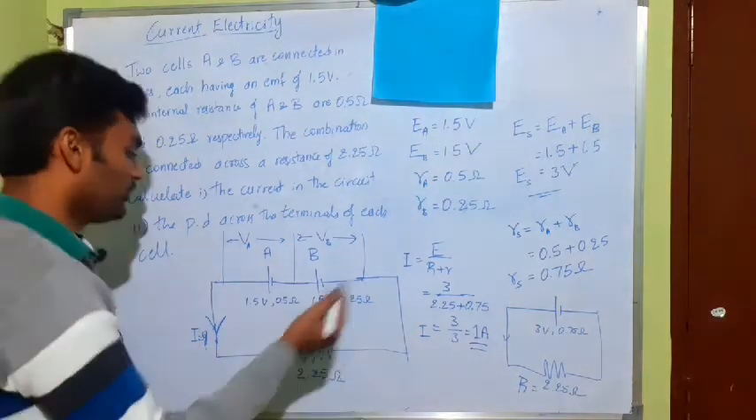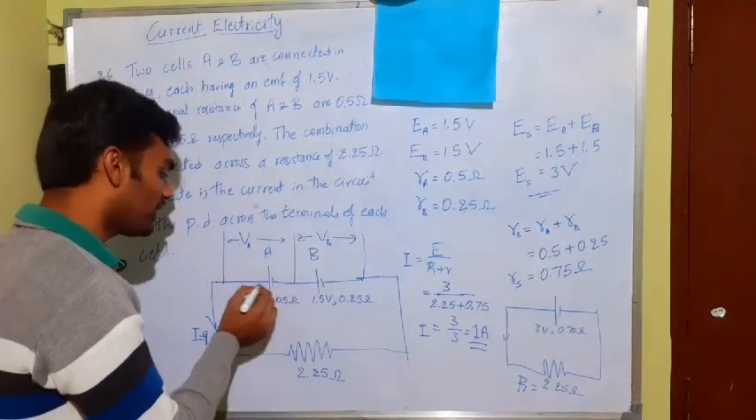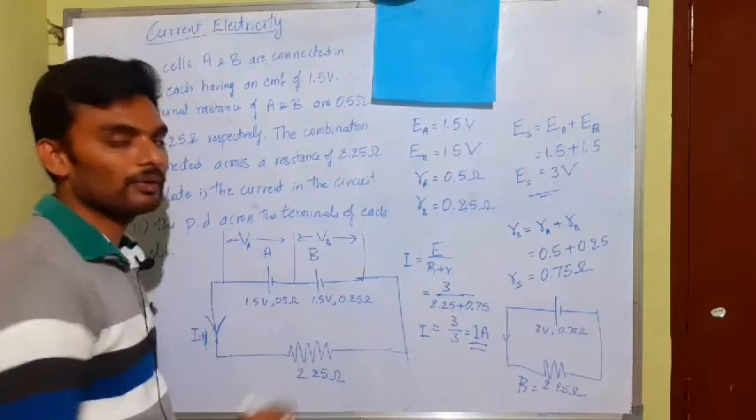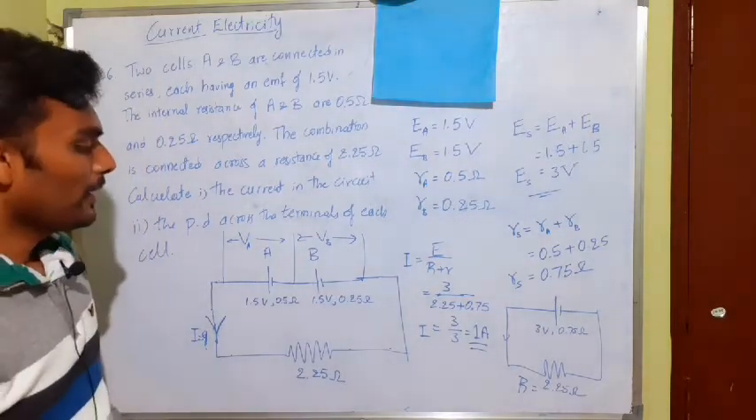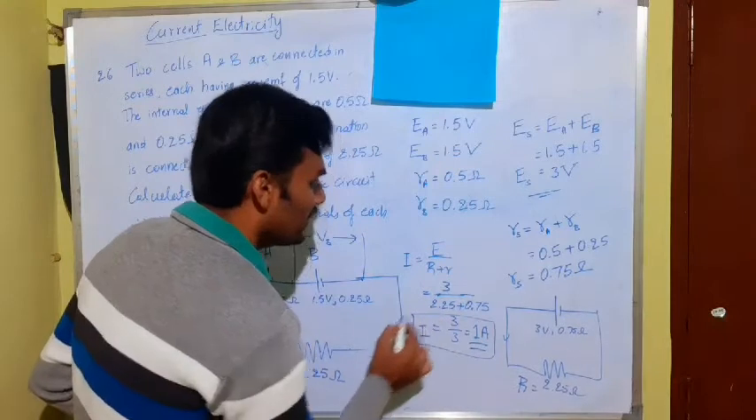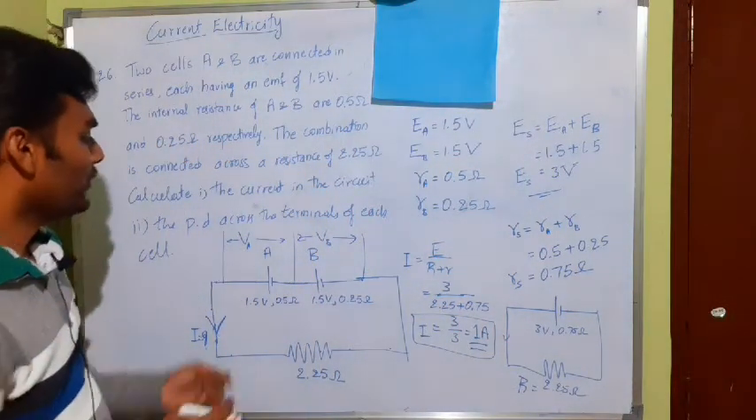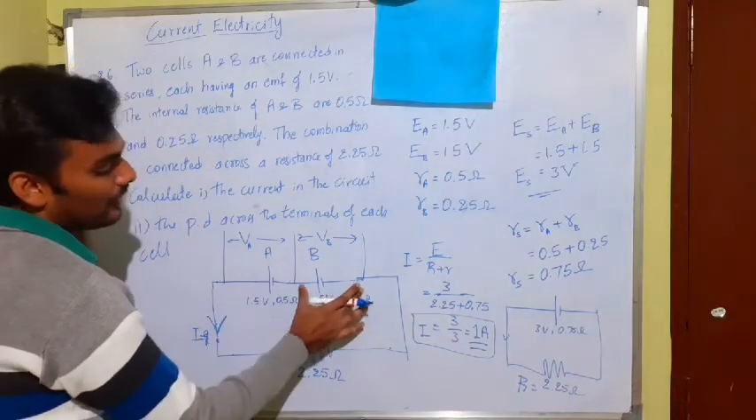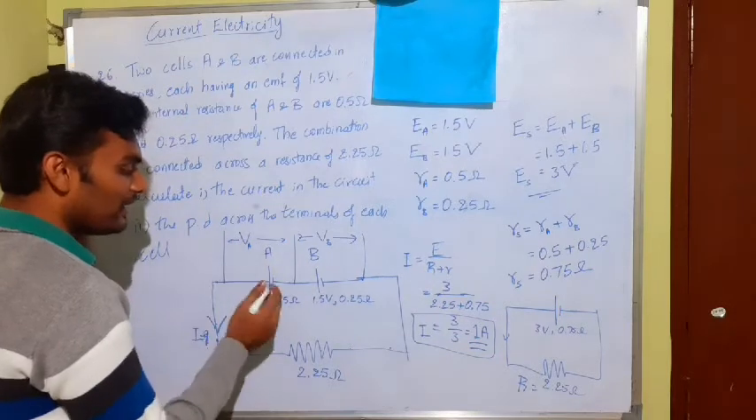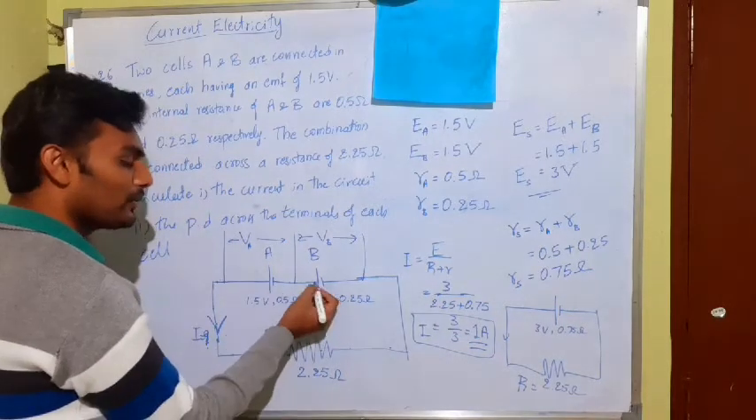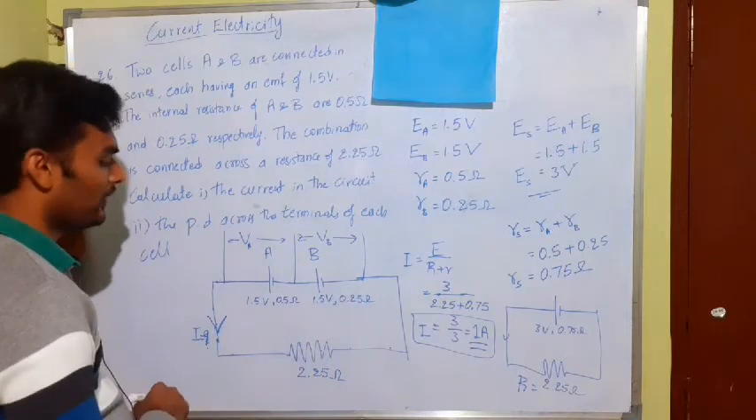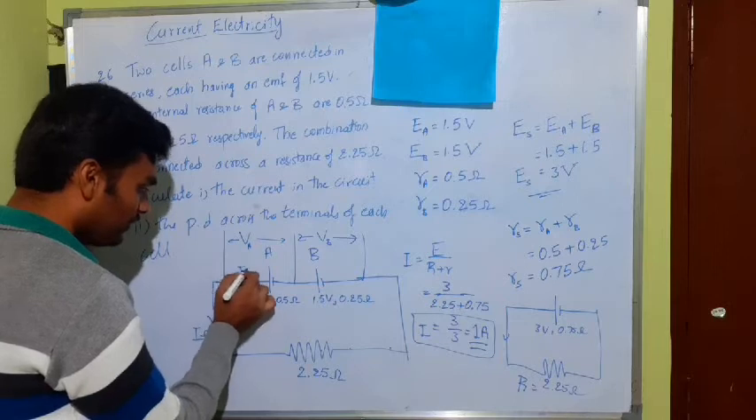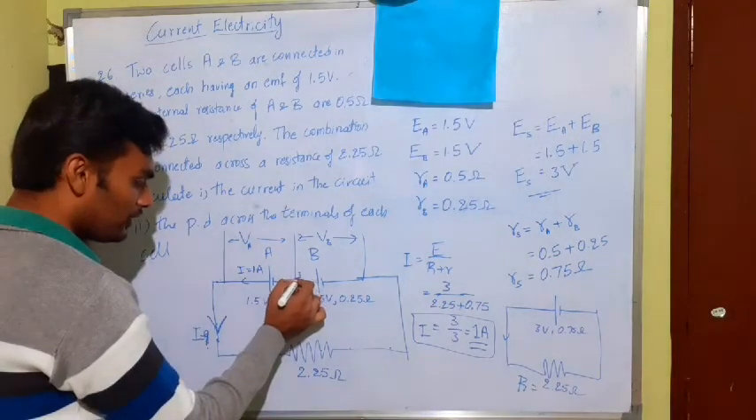Clear? Which means the current through this point is 1 ampere, here 1 ampere, everywhere in the circuit it is 1 ampere. So the first part of the question is answered. Now in the second part of the question, we need the TPD, terminal potential difference, across cell A and across cell B. What we know is the current through cell A and through cell B, which are equal to 1 ampere.